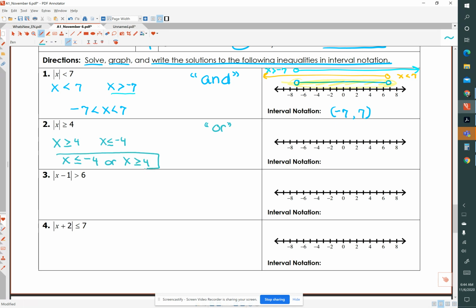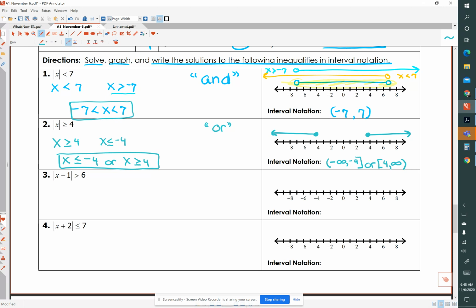I should be boxing my answers for you. Let's do that now. Let's graph. We have a solid dot at -4, because x is less than or equal to -4, but x is also greater than or equal to 4. And our interval notation: we start with a parenthesis, negative infinity, comma, -4, bracket, or bracket, 4, comma, infinity, parenthesis.